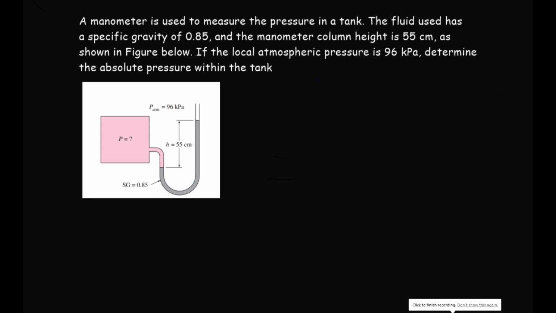In this lesson, we are going to solve this question I have on the screen. The question says that a manometer is used to measure the pressure in a tank. The fluid used has a specific gravity of 0.85 and the manometer column height is 55 centimeters as shown in the figure below. If the local atmospheric pressure is 96 kilopascal, determine the absolute pressure within the tank.